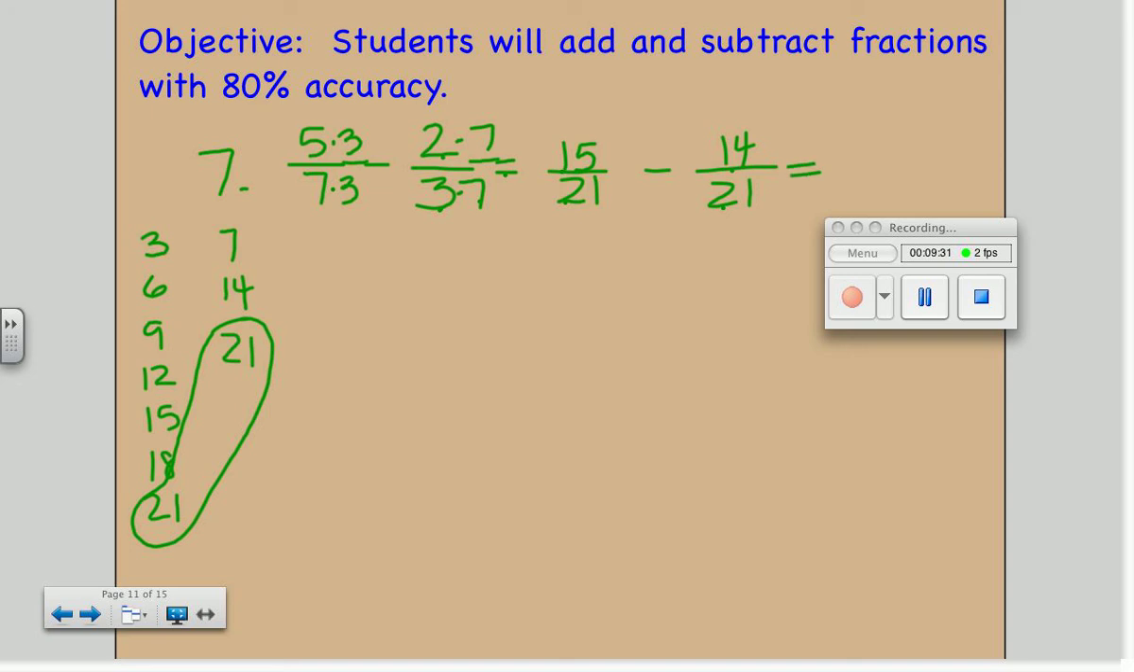Now I can subtract. 15 minus 14 is 1. The denominator stays the same. 1 over 21. And we're just going to do one more and then we'll be done.